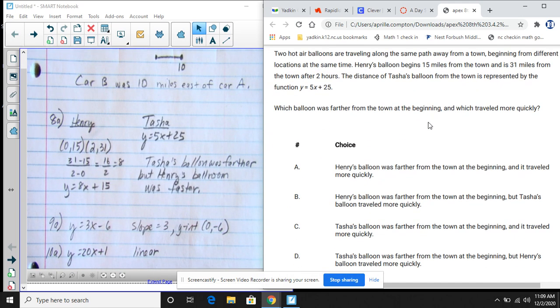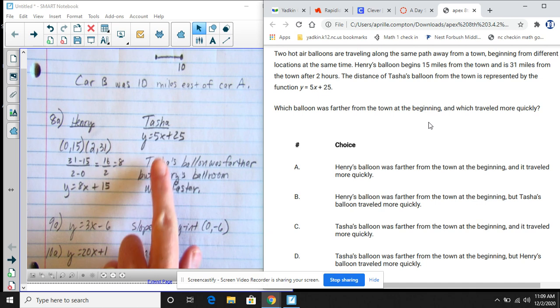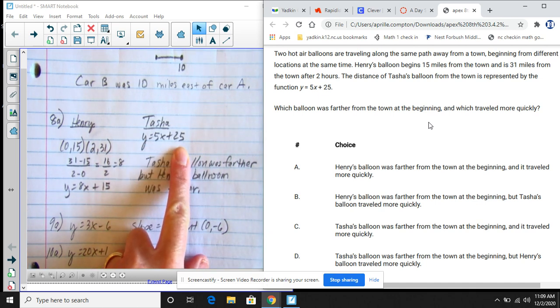2 hot air balloons are traveling along the same path away from a town, beginning from different locations at the same time. Henry's balloon begins 15 miles from the town and is 31 miles from the town after 2 hours. The distance of Tasha's balloon from the town is represented by the function y is equal to 5x plus 25. So we see Tasha's speed for a balloon is 5 miles per hour. It was 25 miles out.